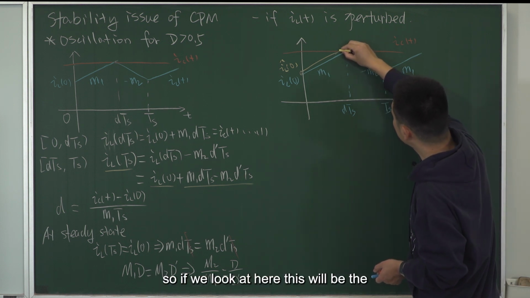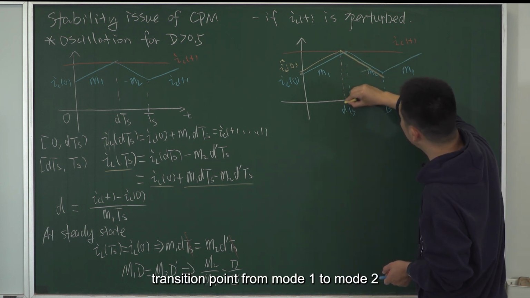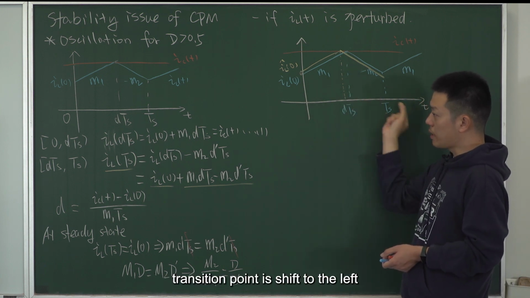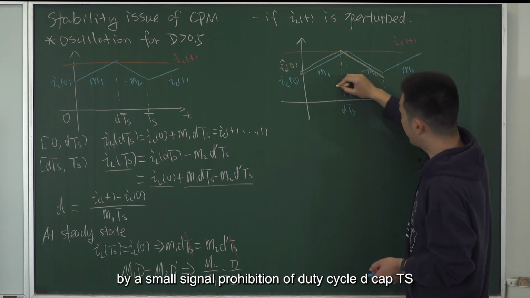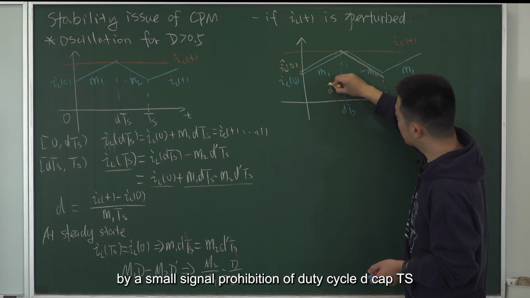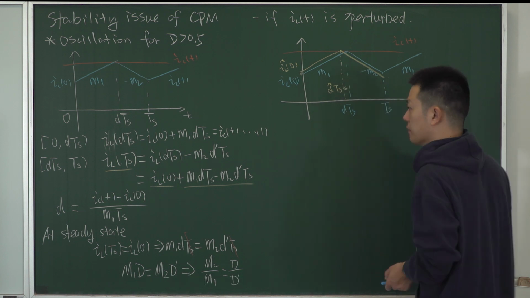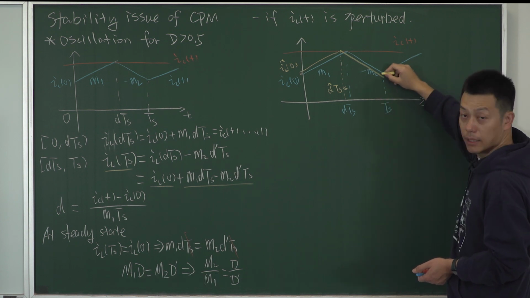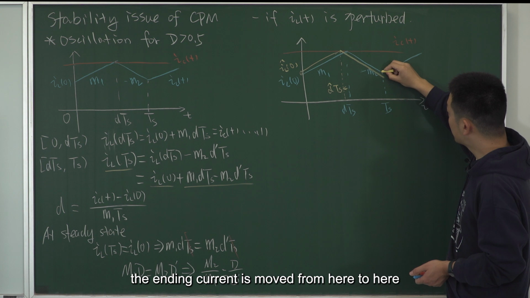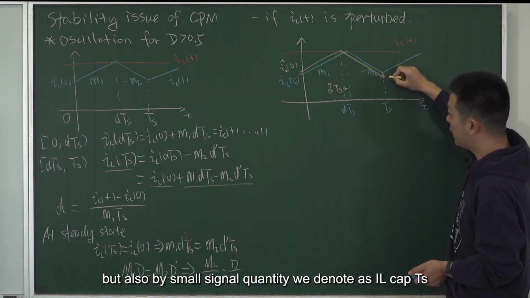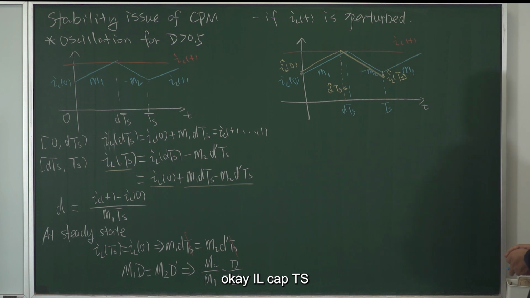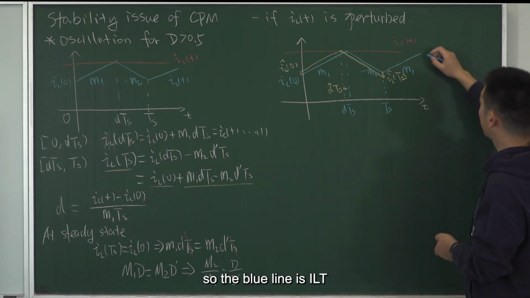So if we look here, this will be the transition point from mode 1 to mode 2. The transition point is shifted to the left by a small signal perturbation of duty cycle, d cap Ts. And at the end of the switching cycle, you will see that the ending current is moved from here to here, also by a small signal quantity we denote as IL cap Ts. The blue line is ILT.